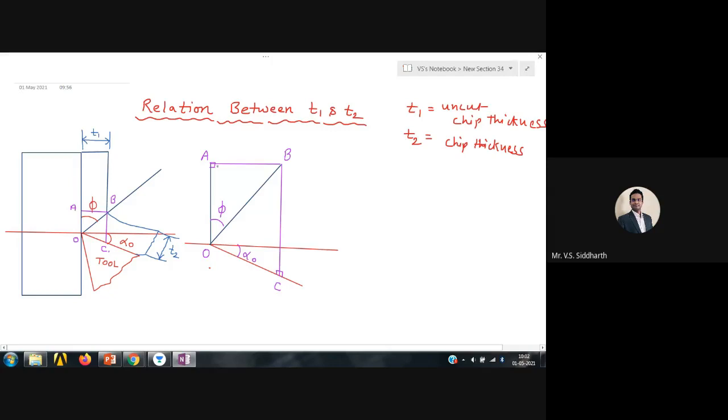Okay. And what is this? This is my T1. Okay. And what is this? This is my T2.